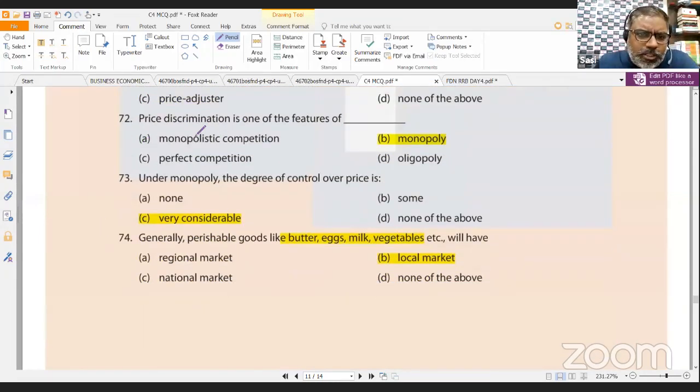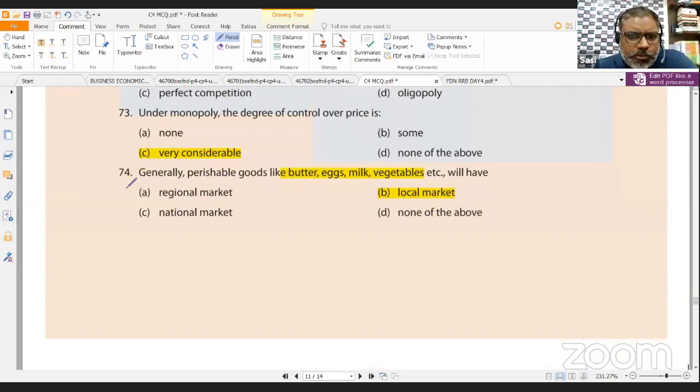Price discrimination is one of the features of monopoly only. Other types of markets cannot have price discrimination. That is a feature of monopoly only, and that also is an important concept. Price discrimination can happen only when the elasticity of demand in two different markets is different. So the monopolist will charge a higher price where the elasticity is low and a lower price where the elasticity is high. That is the concept of price discrimination, very crucial.